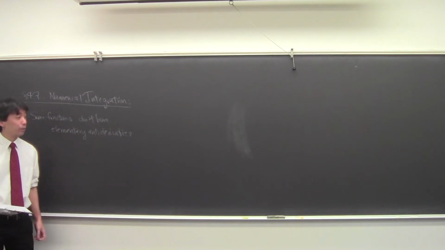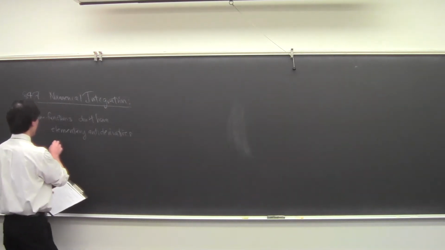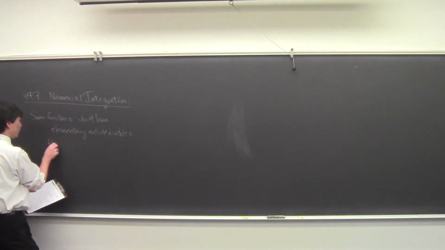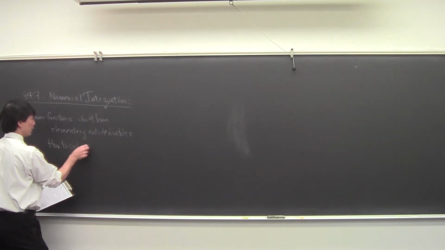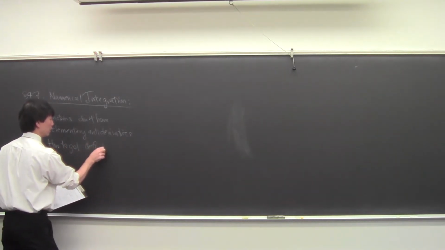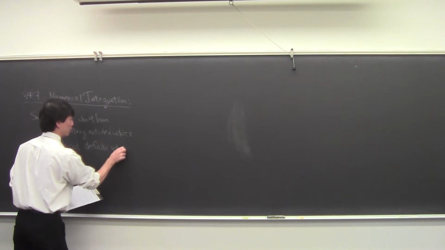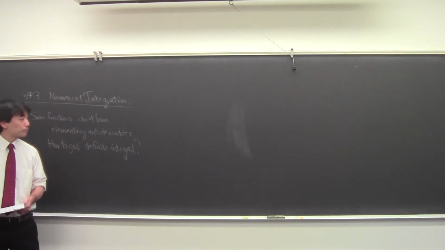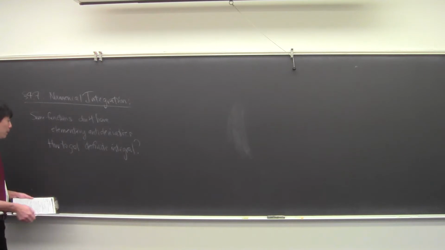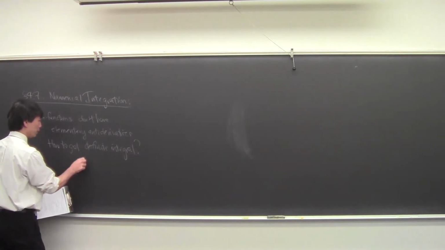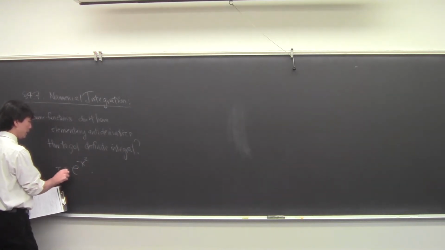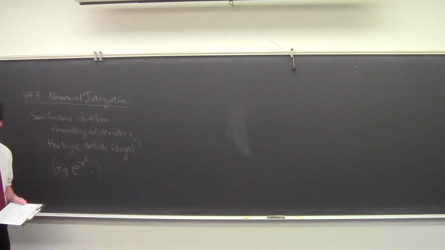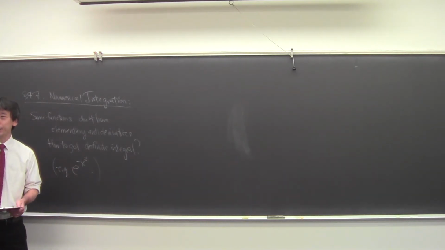How do you get the definite integral? How do you get a definite integral? Right? For example, e to the x squared doesn't have any elementary antiderivative.